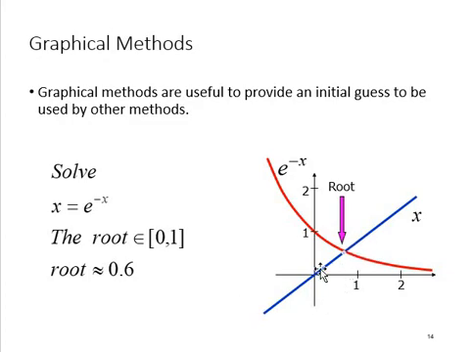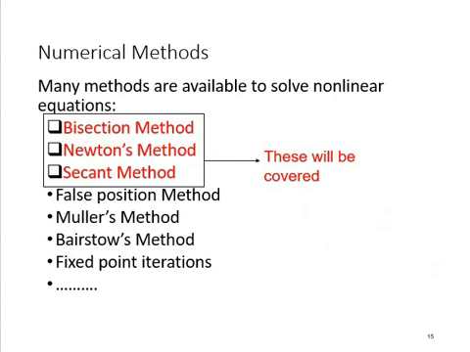Then you can clearly see that the solution lies within the interval 0 and 1. So you expect your solution to be somewhere around 0.8, 0.6, 0.5, somewhere there, approximate. So this will give you a guess as the graphical method. And then the numerical methods are divided into three parts for solving non-linear equations. We have got the bisection method, the Newton's method, and the secant method, and these will be covered in this course.